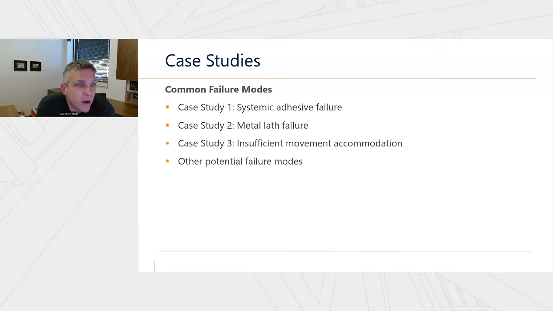Being a company that specializes in forensic investigations, we're able to observe the mechanisms that commonly result in the failure of adhered veneers. A lot of these are just not following code, not following industry standard practices. I'm going to go through several case studies here. First, a case study on systemic adhesive failure, then one where we saw the metal lath failure, then insufficient movement accommodation, and finally wrapping up with a bunch of other potential failure modes that you can see.